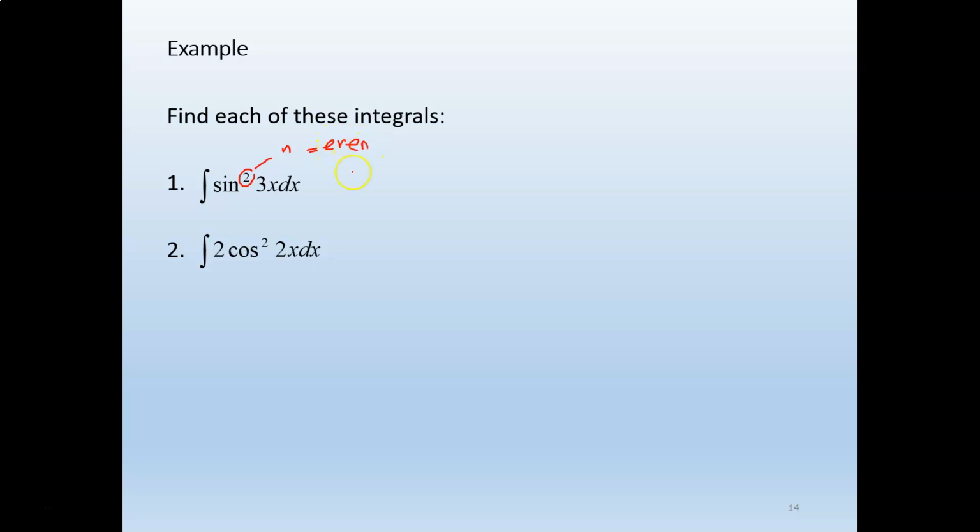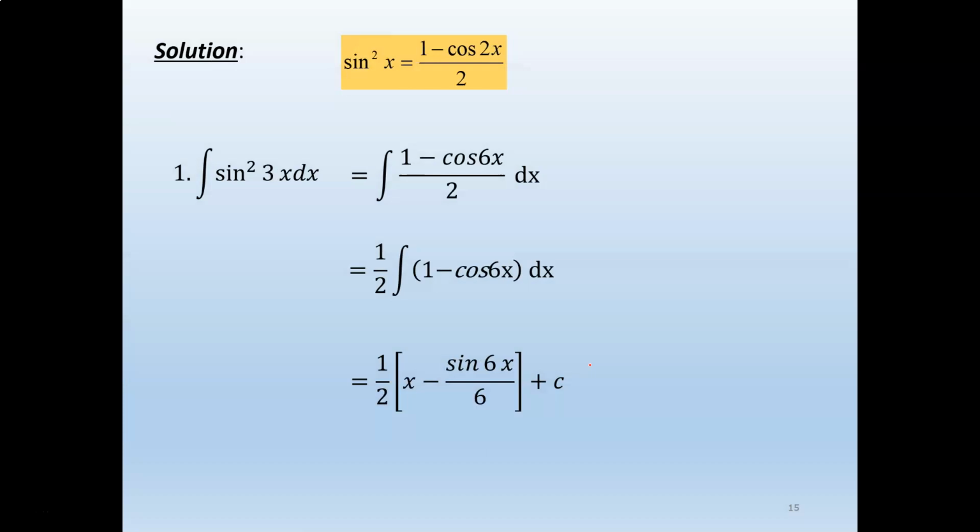And similar with this, when you have to integrate 2 cos square 2x dx, the n over here is also even. Okay. Then the solution. For the first one, integration of sine square 3x dx.